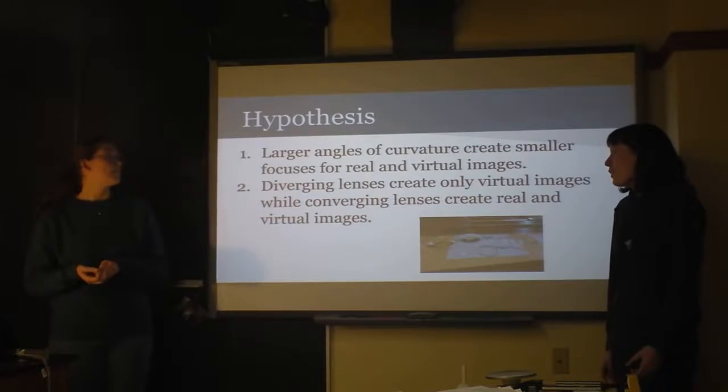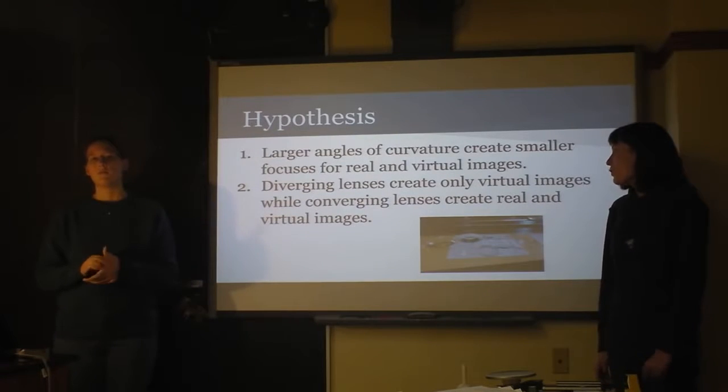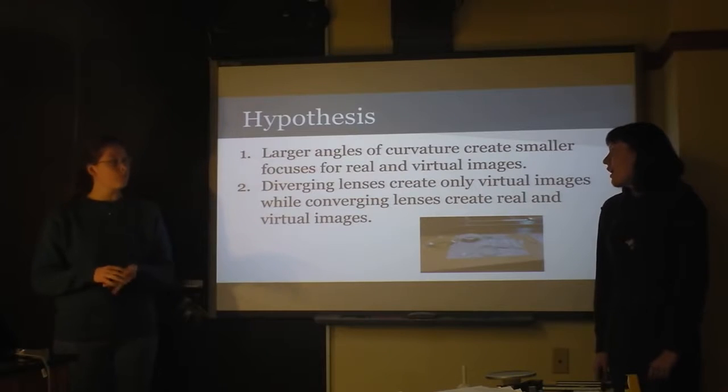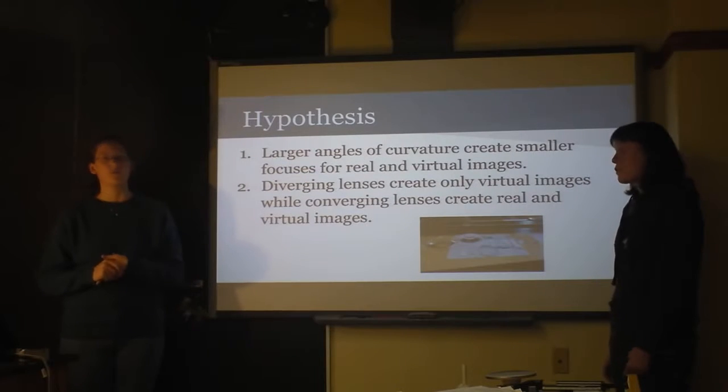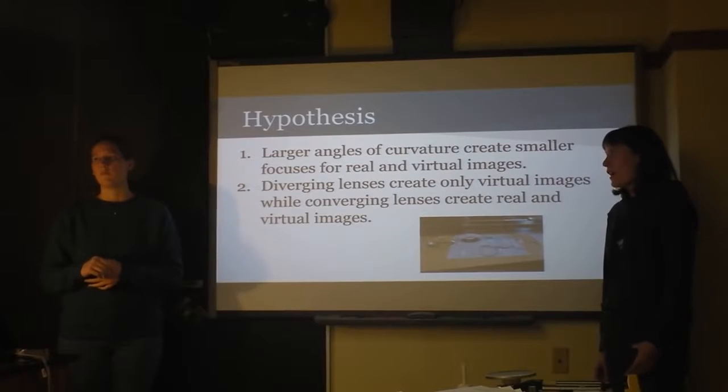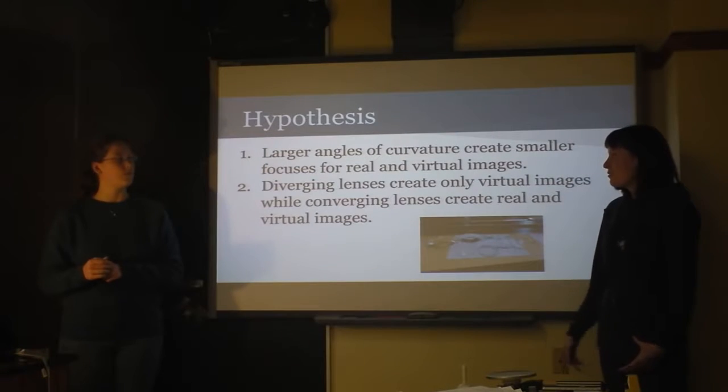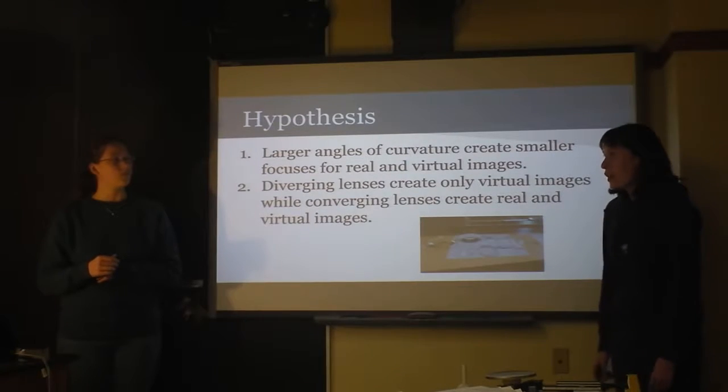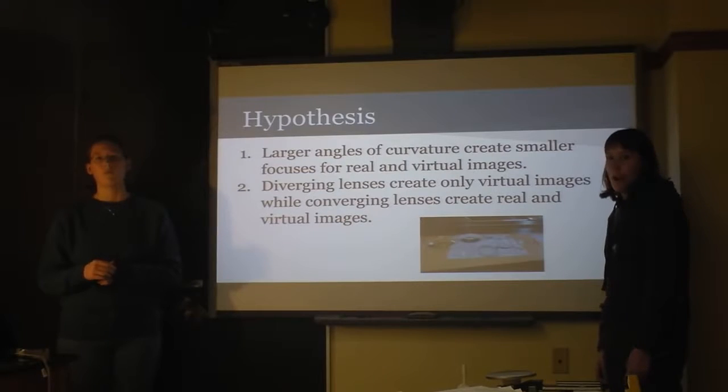And another one that we just wanted to prove to ourselves: diverging lenses create only virtual images, and converging lenses create real and virtual images. But we also kind of took a side quest and figured out where virtual images appeared and why for a lot of lenses, just because we found that some of them had two, and we wanted to see why this all formed.